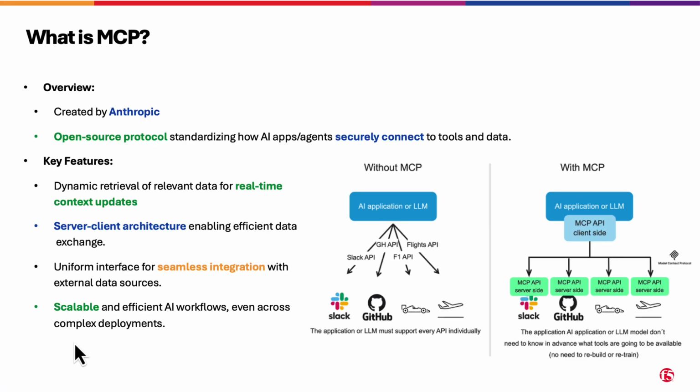MCP, created by Anthropic, is an open source protocol that standardizes how AI systems securely connect to tools and data sources. It enables real-time updates, uses a server-client architecture for efficient communication, and provides a uniform interface for seamless integration. MCP ensures scalable, efficient workflows for even complex AI deployments.